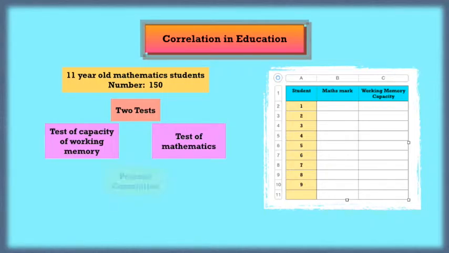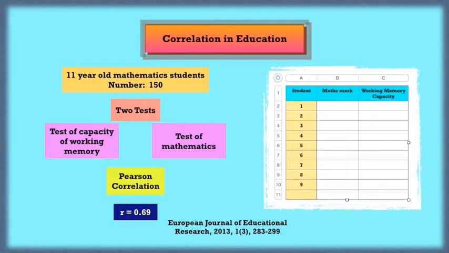The question is, do these things relate? Are they connected in some way? Because the data is normally distributed, integer data, Pearson correlation is the method to use. And the result was a value of 0.69, published in the European Journal of Educational Research. Now the question is, what does that mean?